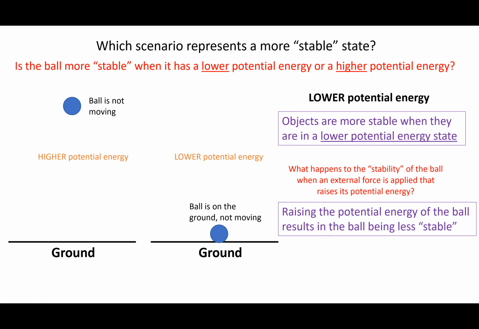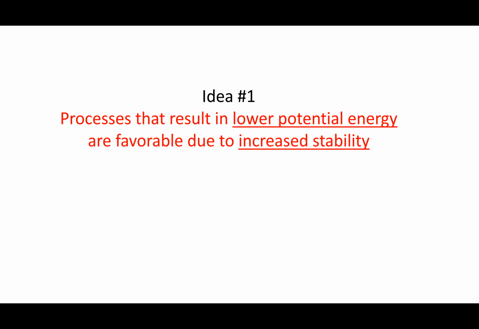Well, that must mean that raising the potential energy of the ball results in the ball being less stable. So again, higher potential energy, less stability; lower potential energy, more stability. So we have one big takeaway here, which I'm just going to refer to as idea number one, and that processes that result in a lower potential energy are favorable due to increased stability.